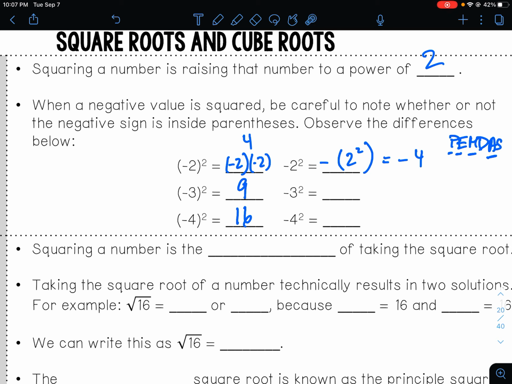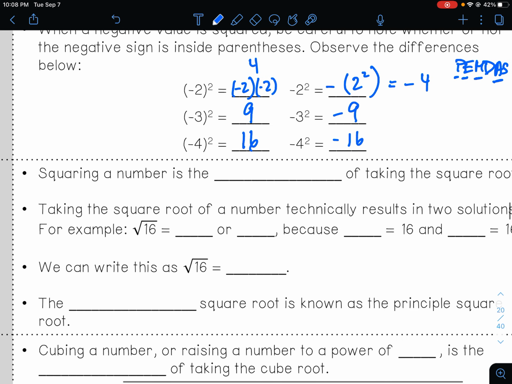If you've got negative 3 square, no parentheses, you do 3 square first, which is 9, and then you make it negative. You have 4 square, which is 16, and then you do the negative afterward. So just be aware of that. Let's look at the next one.